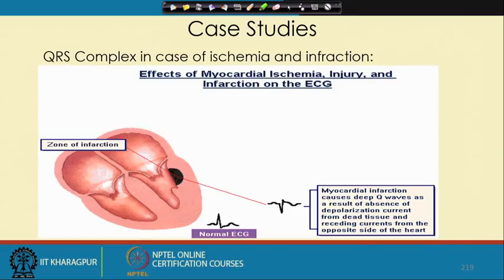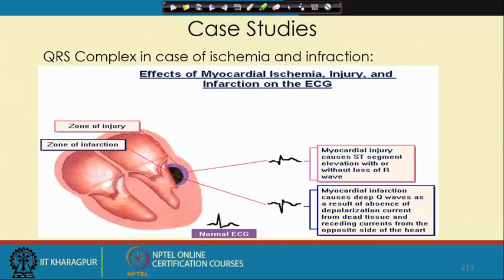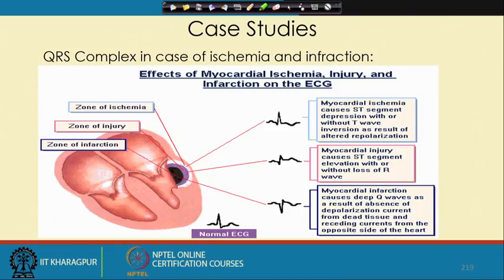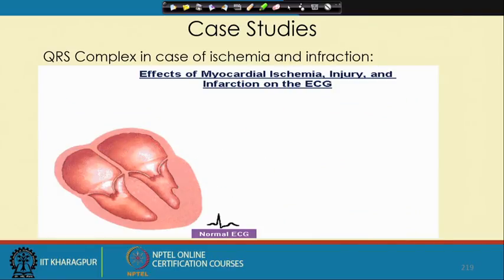Okay. So, first the infarction is happening, then the zone of injury, where we get a change in the ST segment and some of the cells are dying, and once they die, the ECG signal gets back to the original form. Okay. So, that is what is shown by this animation.